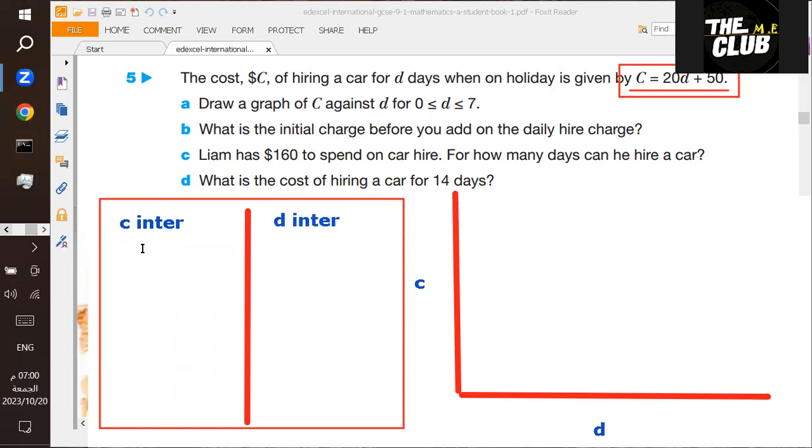Same idea for the C-intercept, the D will be 0. D equals 0. And for the D-intercept, it's the opposite, so C equals 0. Now, I'm going to use the equation with D equals 0, like this. So I'm going to put it in the equation. When D equals 0, C equals what?